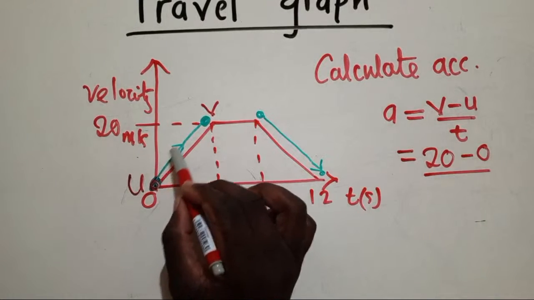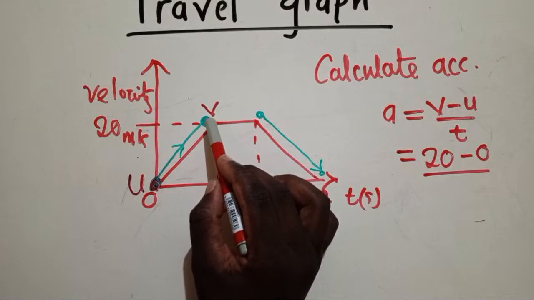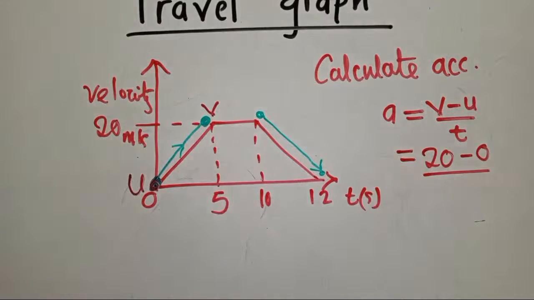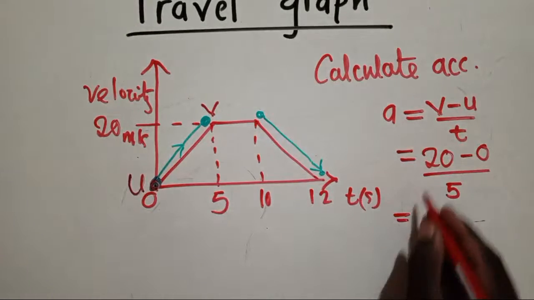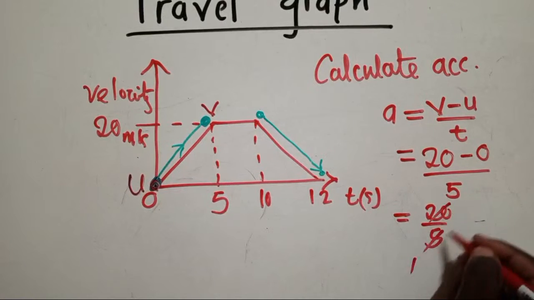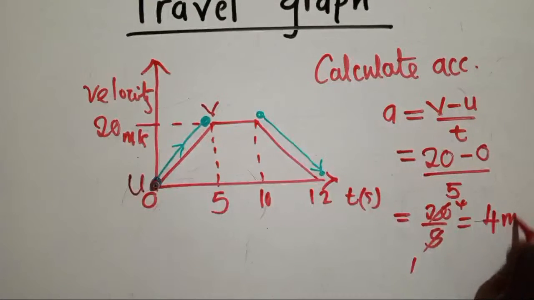For time, you follow it nicely up to here where it ended. So going downwards, you check. This is for time. What time do you have here? It's 5. So you say 5 seconds. So you just do your calculations. 20 over 5, 5 into 5, 1 into 20, it's a 4. So our answer is 4 meters per second squared.